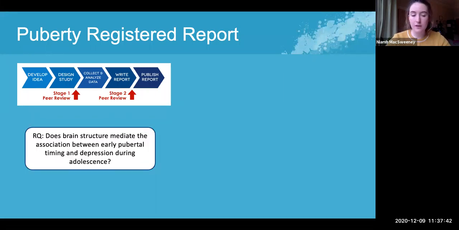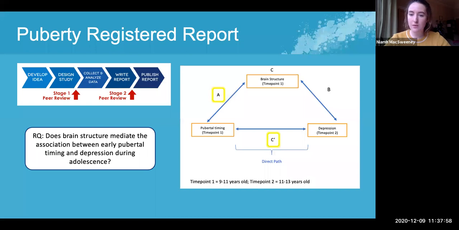The question that I'm going to look at in this registered report is, does brain structure mediate the association between early pubertal timing, so this is pubertal development relative to your peers, and depression during adolescence? So just briefly, this is my mediation model. I'm going to be looking at whether or not imaging features mediate the association between pubertal timing and depression. We know that early pubertal timing is associated with an increased risk for depression. And from the study that I've just discussed, we know that there are associations between depression and imaging features, but I'm going to look at whether brain structure mediates this relationship that we see.